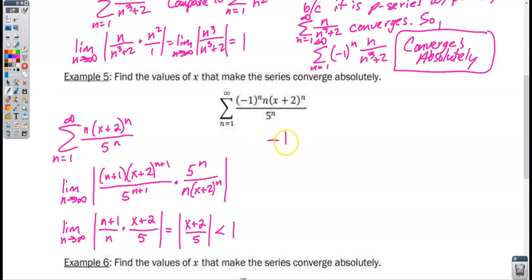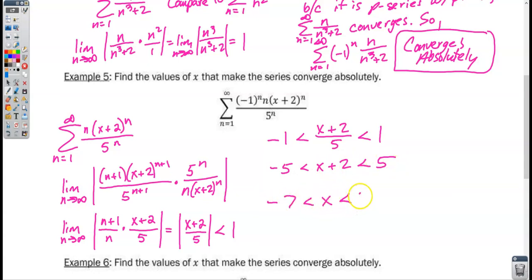And so we'll set up our inequality here. This has to be between -1 and 1. We multiply all 3 parts by 5 and subtract 2 from all 3 parts. And boom, this is the interval on which this series converges absolutely. All right.